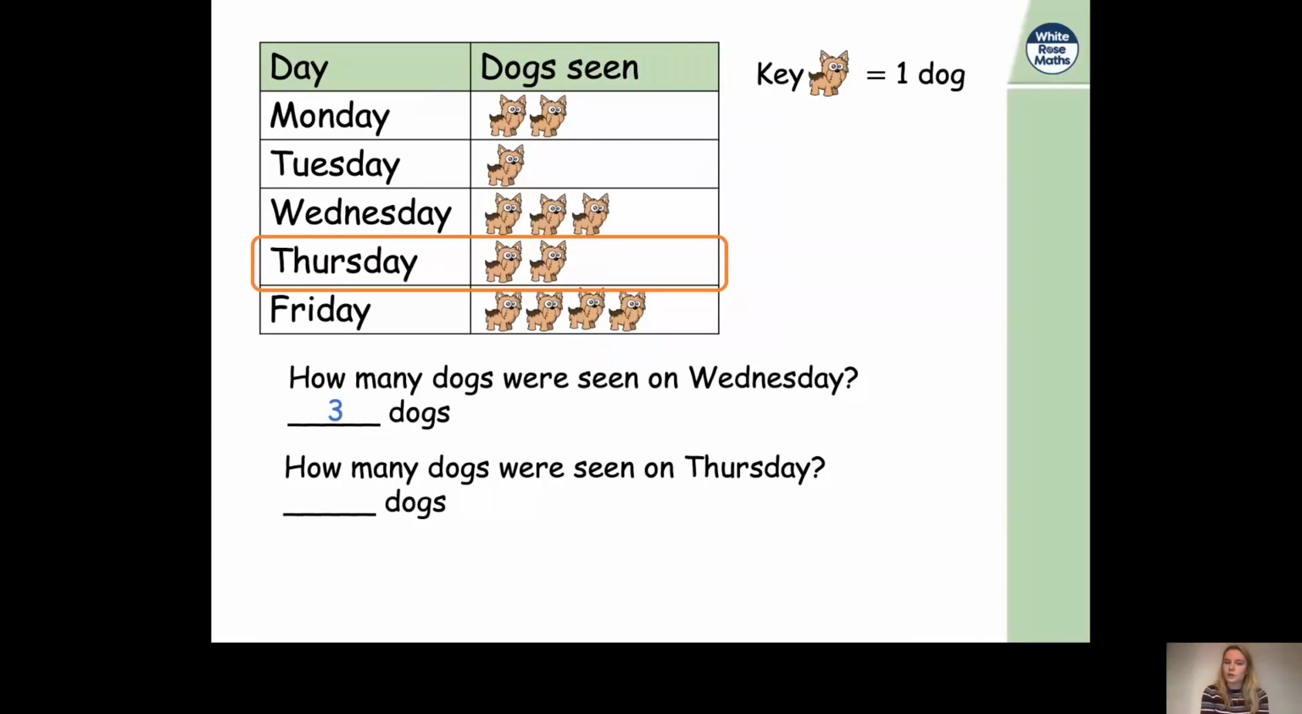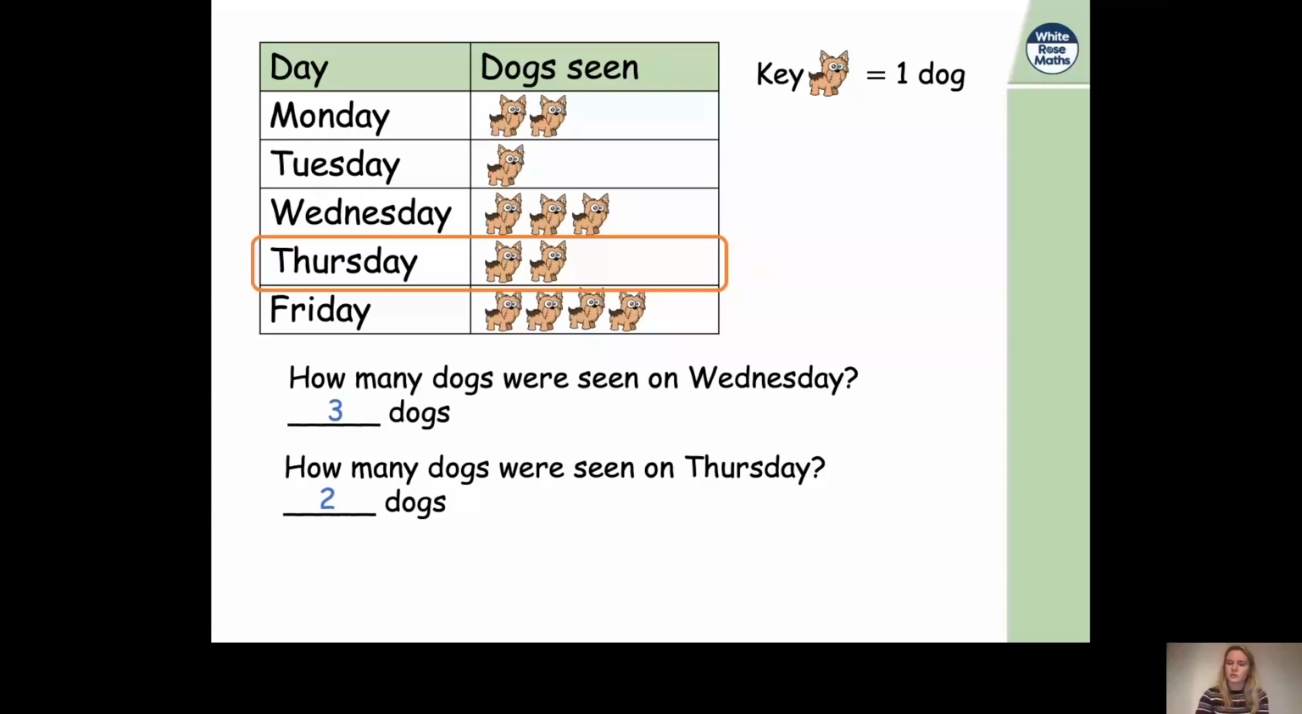Yes, there are 2 pictures of dogs. So therefore, if 1 dog represents 1 dog, then 2 pictures of dogs represents 2 dogs. So there you go, 2 dogs were seen on Thursday. Fantastic, well done if you got that right. Now I wonder what other questions we could be asked about this pictogram.